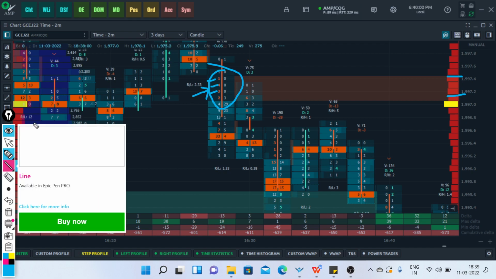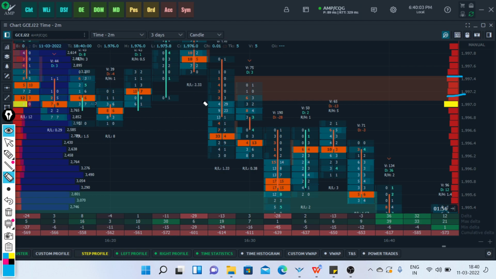Let me clear the drawing again. As you can see from here, these sellers are dominating at this price range, and this is a clear indication that there are no buyers. So I can simply take a short entry. After this zone, this is a sell zone. At this price range, this candlestick generated a sell signal, so I can take a sell entry. The price moved from 1997 to 1995.